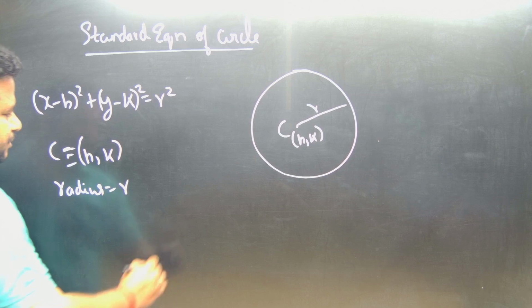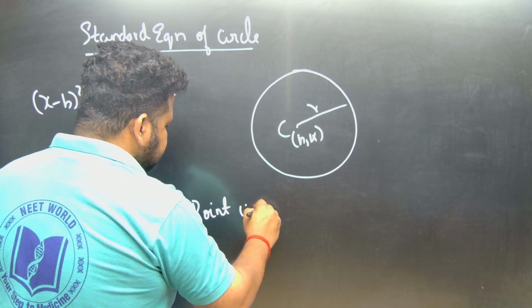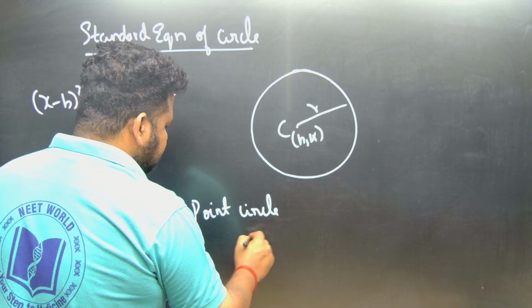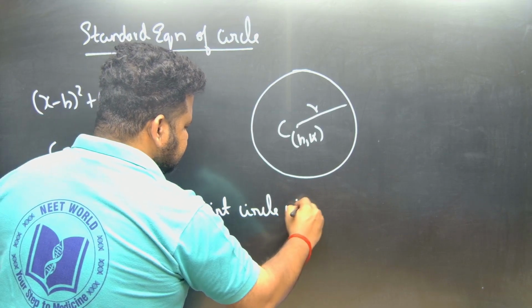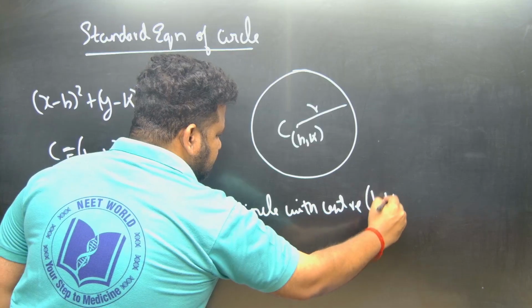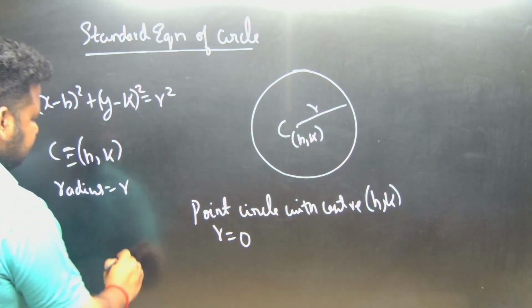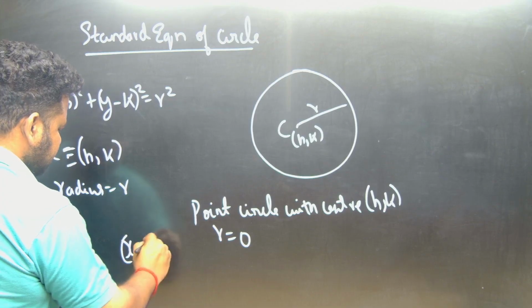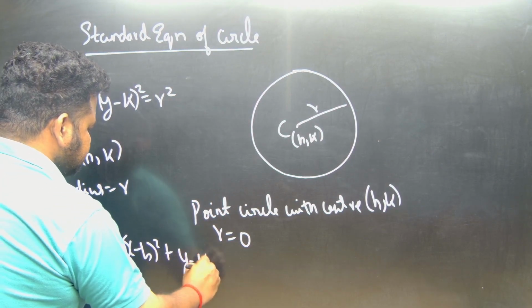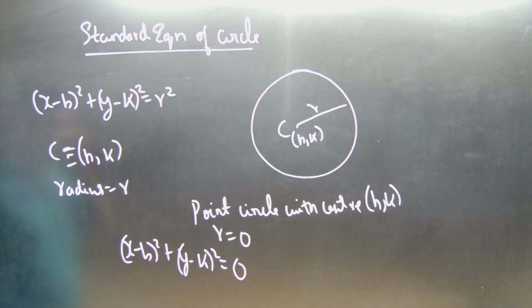Now if I talk about the point circle, with center (h, k), what will the radius be? The radius is 0. So for a point circle, if I put it in the equation, this will become (x minus h) whole square plus (y minus k) whole square is equal to what? r is 0, so that will become equal to 0. This is about the point circle.